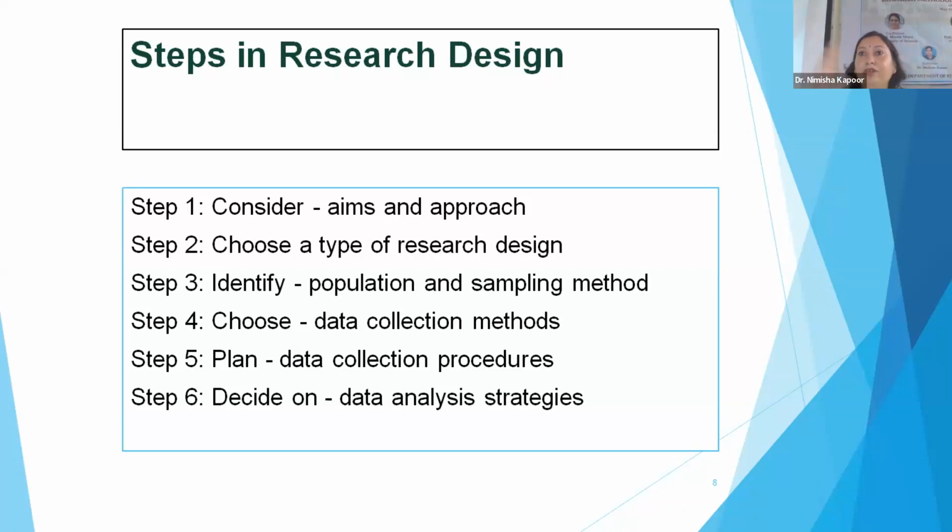I'm currently in the first section. In the third section, I will talk about identifying the population and sampling method. Then step four would be to choose the data collection method. Step five would be to plan how you're collecting the data, which is the data collection procedure, and then you decide on the data analysis strategy. So these are the decision points in your research design, when we are in that designing phase.